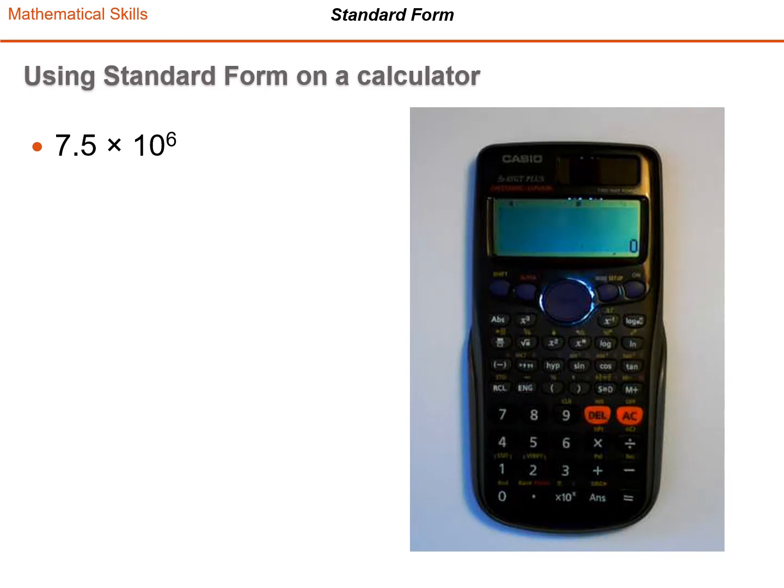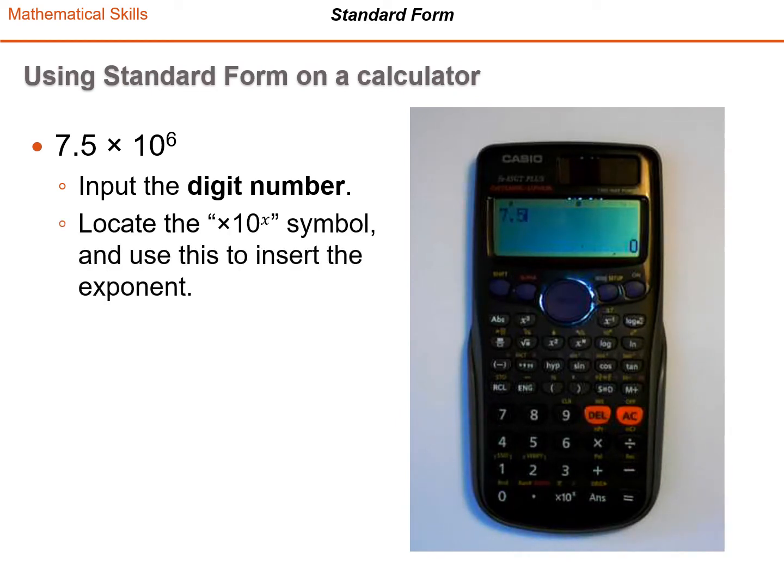So let's now take a look at how we use standard form on a calculator, how a calculator can be used to perform standard form calculations. Let's start with our example number here, 7.5 times 10 to the power of 6. The first thing that we do is we input the digit number, 7.5. Then what we need to do is use this button here, times 10 to the power of x. It may be on your calculator as an EXP. You will need a scientific calculator to do these calculations, and I do recommend you have a scientific calculator rather than just using your phone or a more basic calculator. So here we go, times 10 to the power of, and we then put in 6.